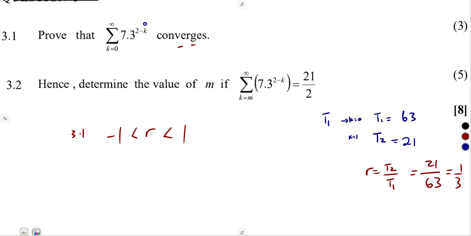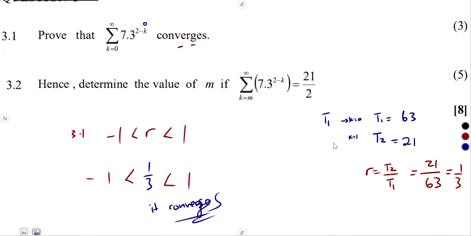1 over 3 is a number which is greater than minus 1. So this is correct. And 1 over 3 is less than 1. So this is correct, guys. So meaning to say, therefore, it converges as 1 over 3 is greater than minus 1. It is also less than 1. So therefore, it converges.